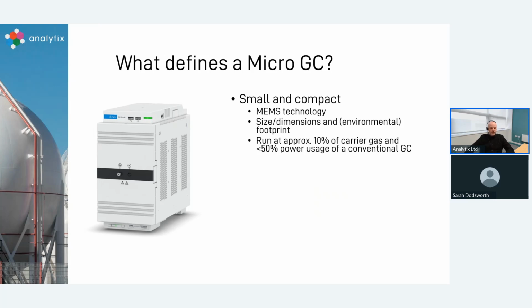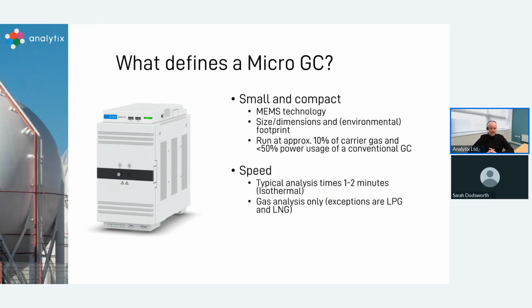In terms of speed as well, typical analysis times here are 1 to 2 minutes. We work isothermally for the Micro GC rather than heating up the columns with ramps to drive off our components of interest. We operate isothermally, so we've got very quick startup times, and no delay between analyses as well. And where it differs from our conventional counterparts is that it's gas analysis only, with the exception obviously of LPG or LNG, which we'll come to later on. But this is a dedicated platform built for fast analysis of gaseous samples.